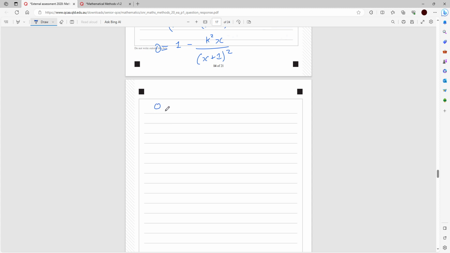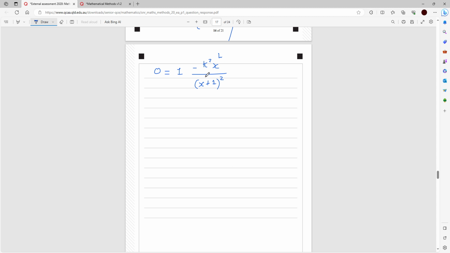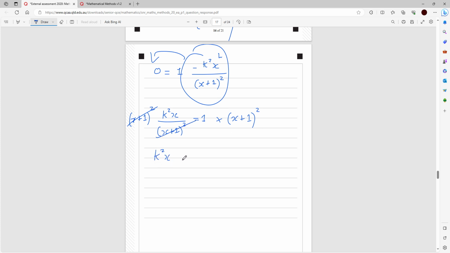So I'll rewrite it down here in a bit neater fashion. So I've got just a constant there. All I did was multiply with kx, and that cancelled that, and then I multiplied by this on there, and that gave me that top term there. Okay. Now I'm going to move this whole thing to the other side to make it positive. So I have k squared x on x plus 1 all squared is equal to 1. Then I'm going to multiply both sides by x plus 1 all squared. So that can cancel there. So I have k squared x is equal to x plus 1 all squared.